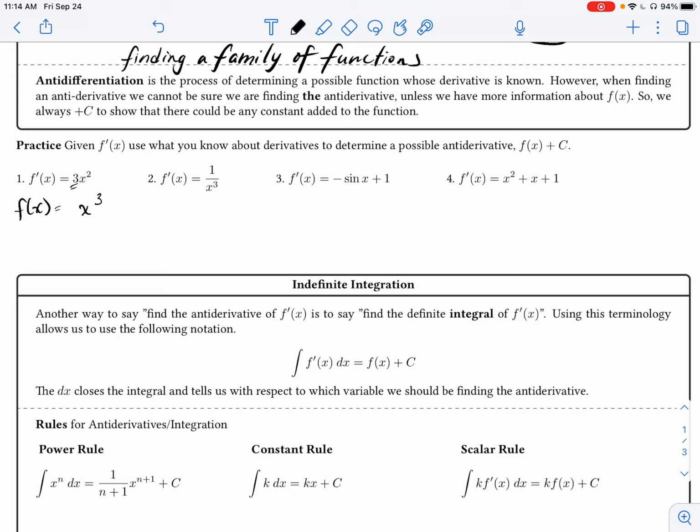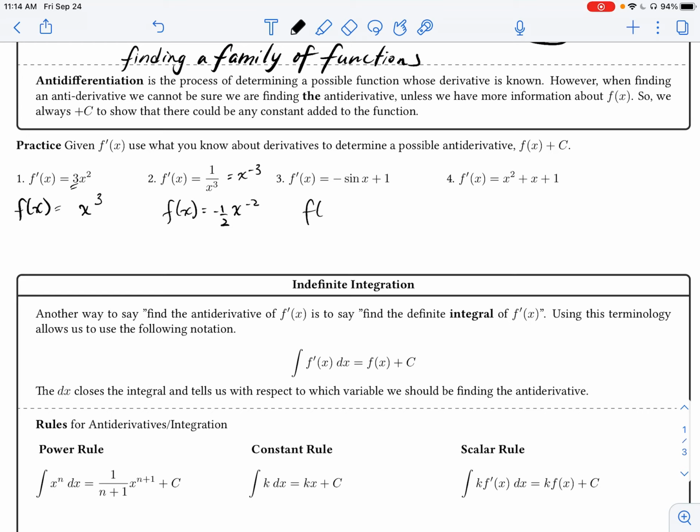Well, what about something like f prime of x here for number 2? Well, we know that this is equivalent to x to the negative third. So the same way, f of x would have to be equal to x to the negative 2. And since I ended up with a coefficient of 1, that means this had to have been negative 1/2. That's the only way that when I take the derivative of this, I would have ended up with 1 as my coefficient and my power being negative 3.